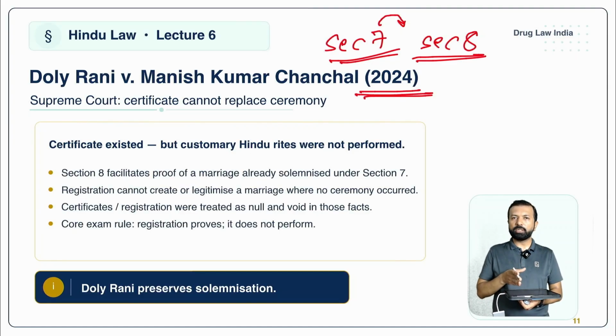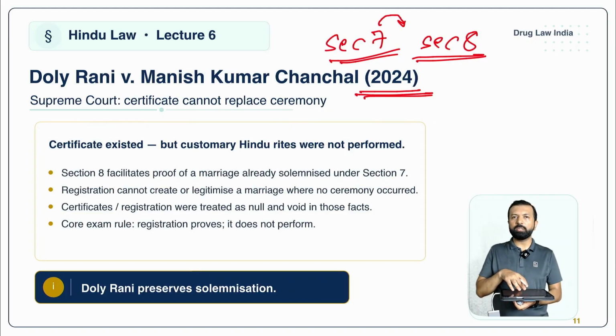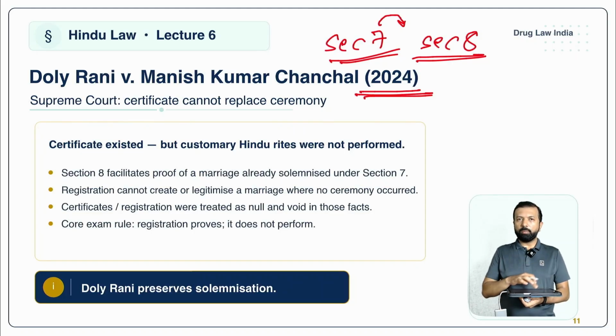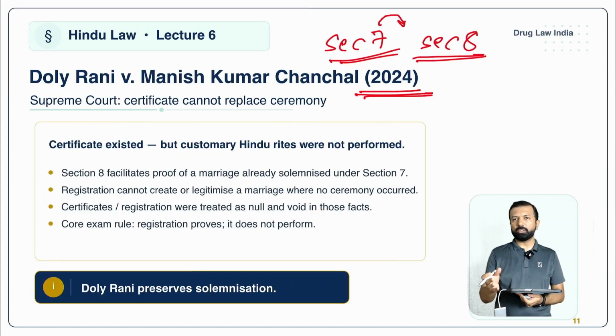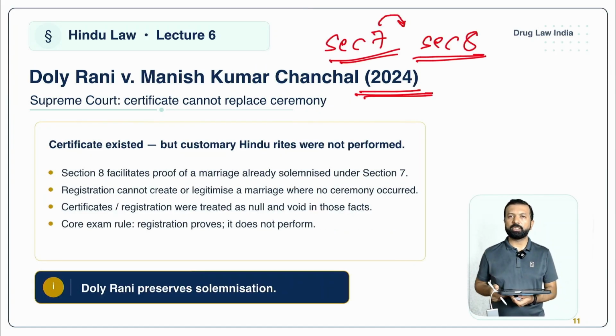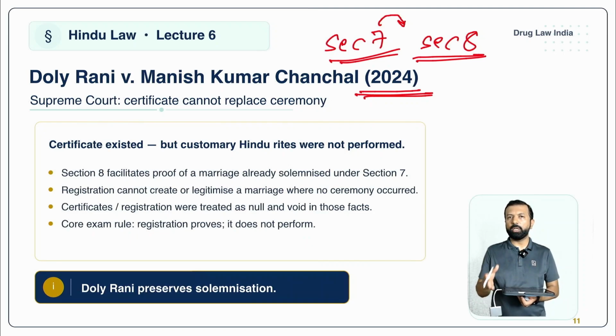This case gave us the clearest and most modern rule that registration proves a marriage but it does not perform a marriage. The Seema versus Ashwani Kumar case promotes registration. Doly Rani in a way preserves the customs such as solemnization. Both these cases are consistent. One says registration is socially important and the other says that you cannot replace a mandatory ceremony or a custom.